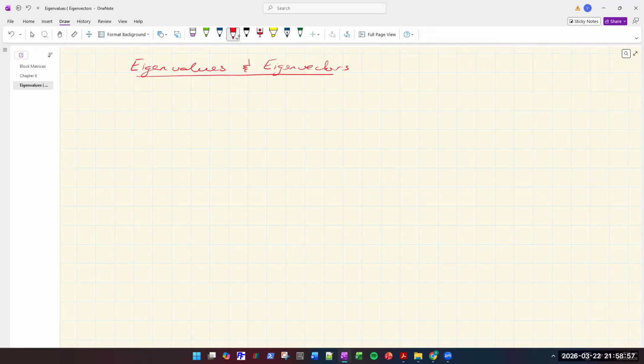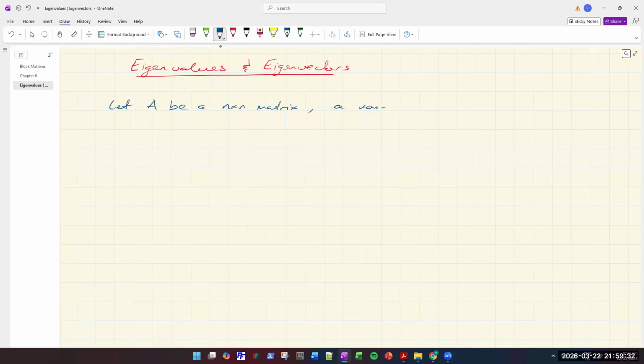Okay, so just a quick recap of where these things come from and how to determine them. Eigenvalues and eigenvectors come from trying to solve what is called the eigenvalue problem. So in all of this, A is a square matrix, an n by n matrix. So these things only exist for square matrices, right?